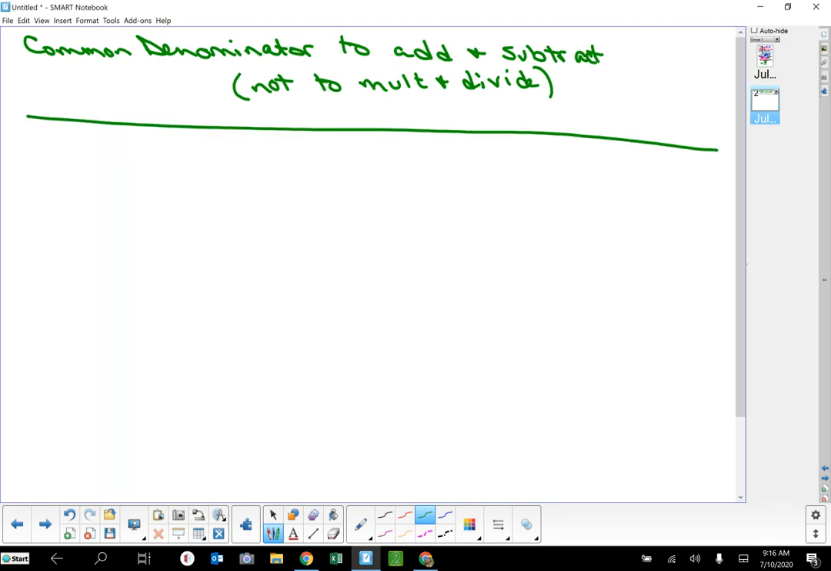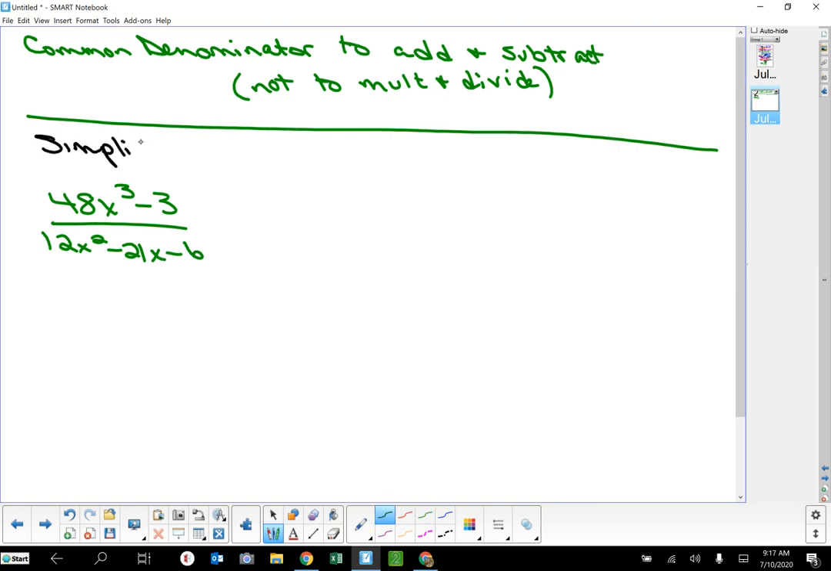Okay, so you're going to get a problem that looks like this. 48x to the third minus 3 over 12x squared minus 21x minus 6. And you're going to be asked to simplify. Okay, so what that means is that you need to factor this expression, factor both the numerator and denominator.